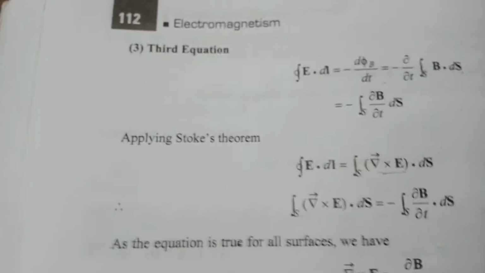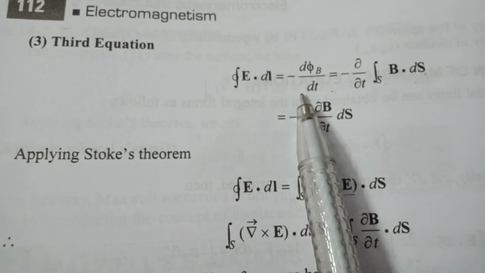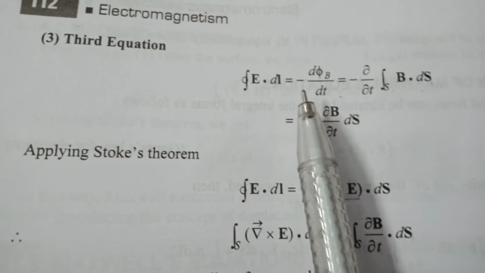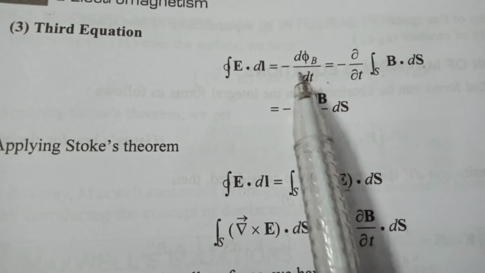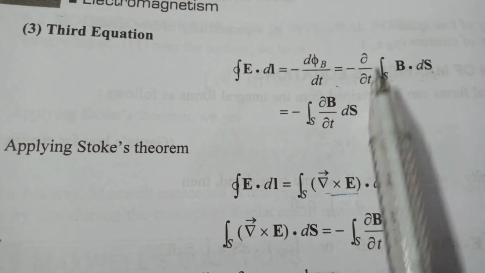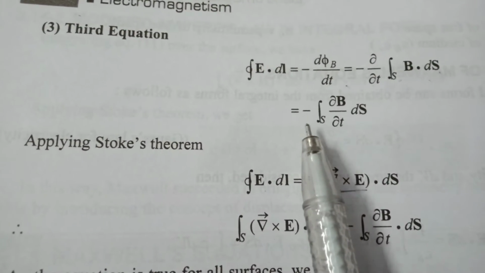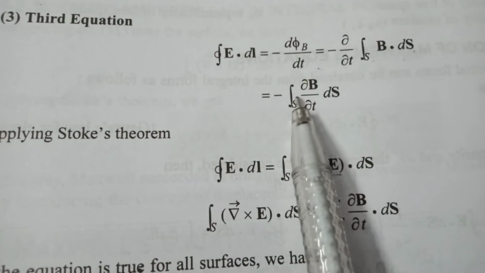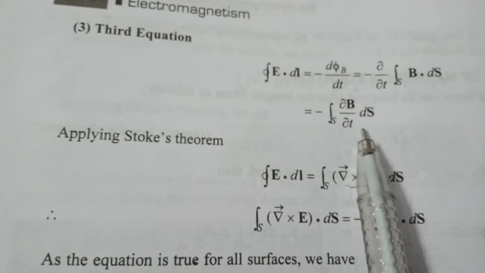Now the third equation of Maxwell. The third equation of Maxwell is integral E dot dl is minus dou phi B by dou t. This is the integral form. Now, this can be written as minus d by dt integral B dot dS, surface integral, or minus dou B by dou t, where dou by dou t is taken inside of dS.